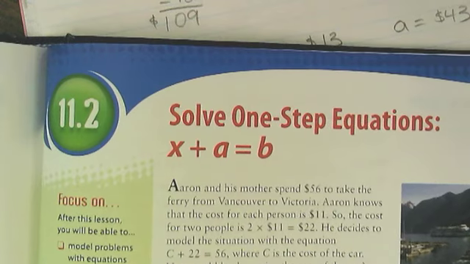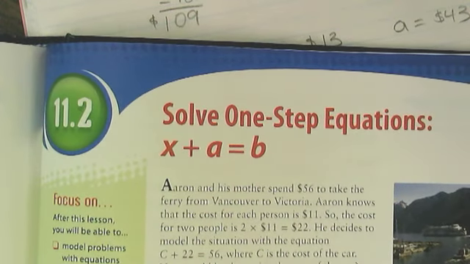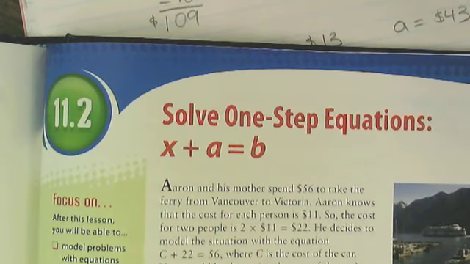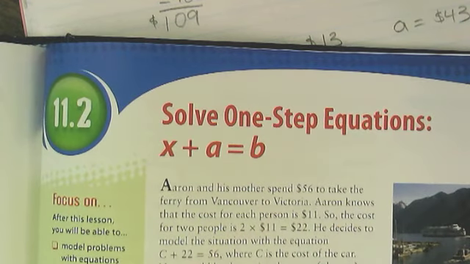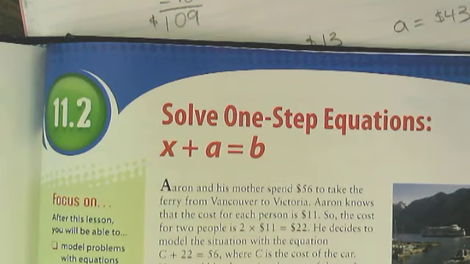Aaron and his mother spend $56 to take the ferry from Vancouver to Victoria. Aaron knows that the cost for each person is $11, so the cost for 2 people is 2 times $11, which is $22. He decides to model the situation with the equation C plus 22 equals 56, where C is the cost of the car. How could he determine the cost of the car?